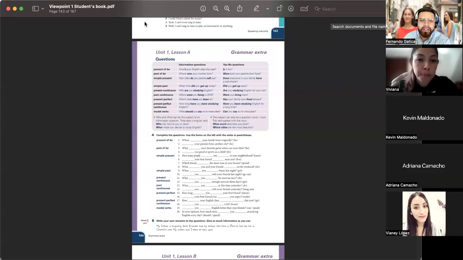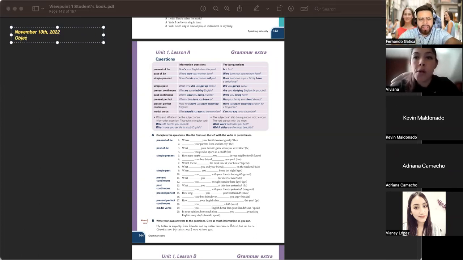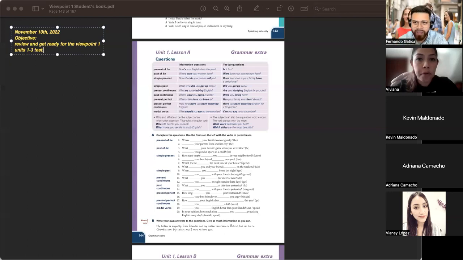So today is November 10th, 2022. The objective for today is to review and get ready for the Viewpoint 1, units 1 to 3 test. The test is on Monday. Okay, so you have tomorrow, Saturday, and Sunday to review.